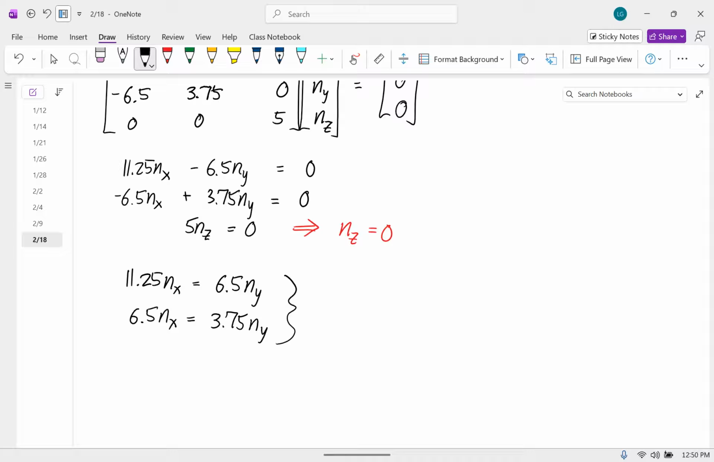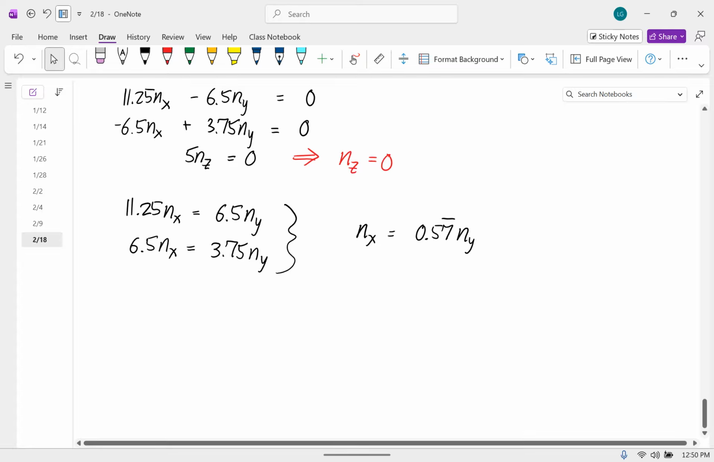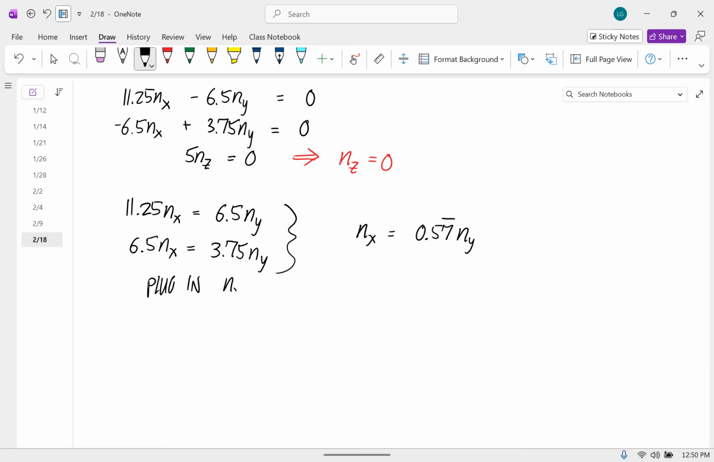In both cases, it just tells you that nx is equal to 0.57 repeating times ny. And so I'm going to plug in 1 for ny. And what I'm going to get out is that nx, ny, nz is equal to 0.57 repeating, 1, 0.